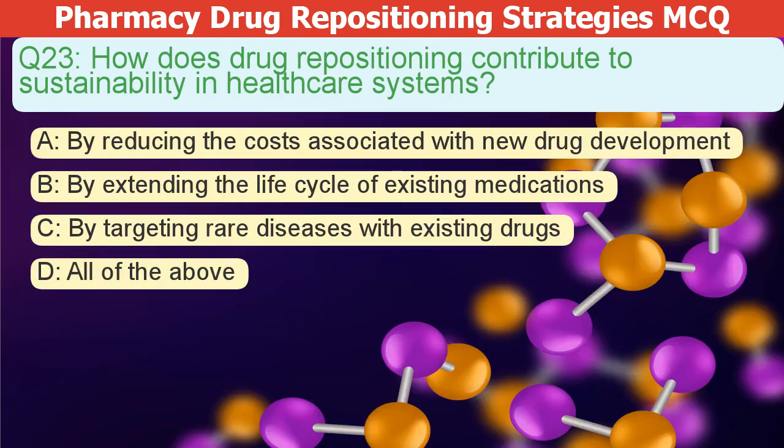How does drug repositioning contribute to sustainability in healthcare systems? A. By reducing the costs associated with new drug development. B. By extending the life cycle of existing medications. C. By targeting rare diseases with existing drugs. D. All of the above.